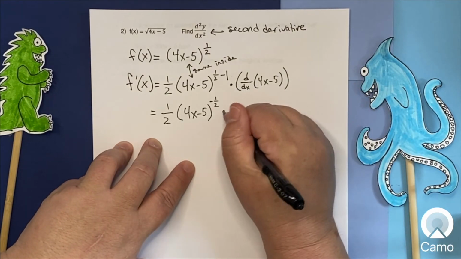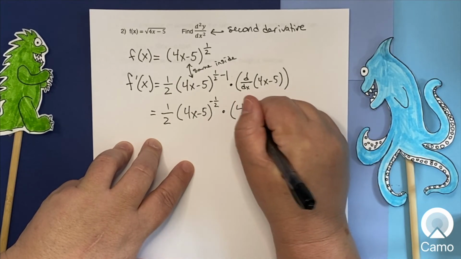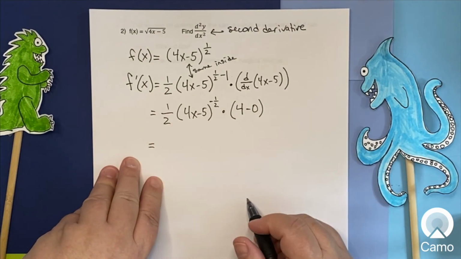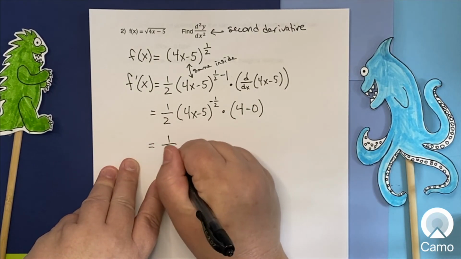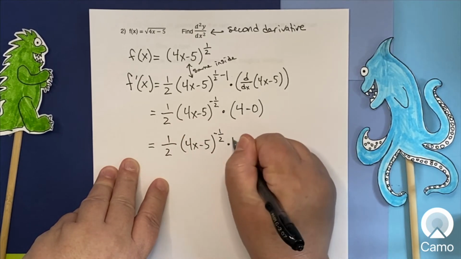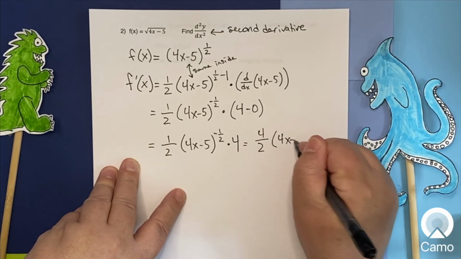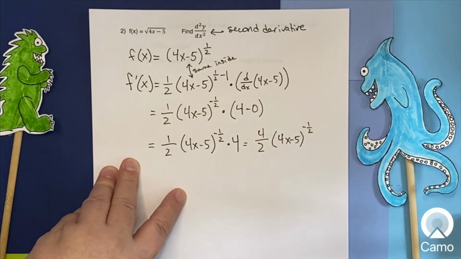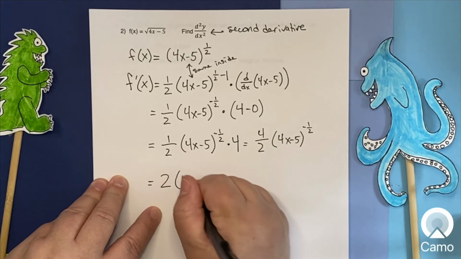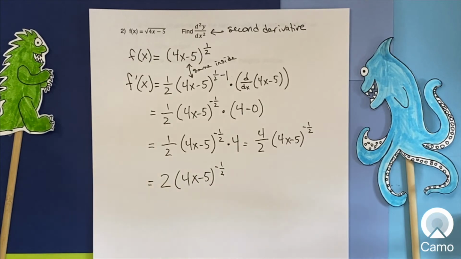So all together, I've got 1/2 times 4x minus 5 to the negative 1/2 times 4, which is equal to 4/2 times the quantity 4x minus 5 to the negative 1/2. And that's equal to 2 times the quantity 4x minus 5 to the negative 1/2. So again, what happens with the chain rule or the power rule? Remember, you take the derivative of the outside with the same inside, and then here, the derivative.